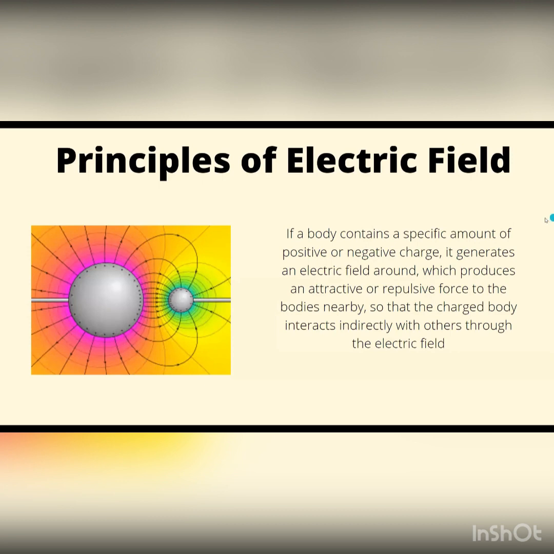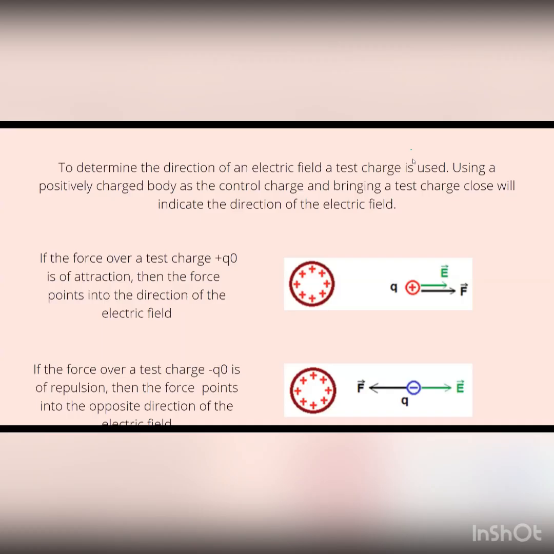First, the principles of electric field. If a body contains a specific amount of positive or negative energy, it generates an electric field around it, which produces an attractive or repulsive force on the bodies nearby, so that the charged body interacts indirectly with others through the electric field. This can go from a cable connected to the current, or a Tesla coil, which is a surprise for you guys. To determine the direction of an electric field, a test charge is used.